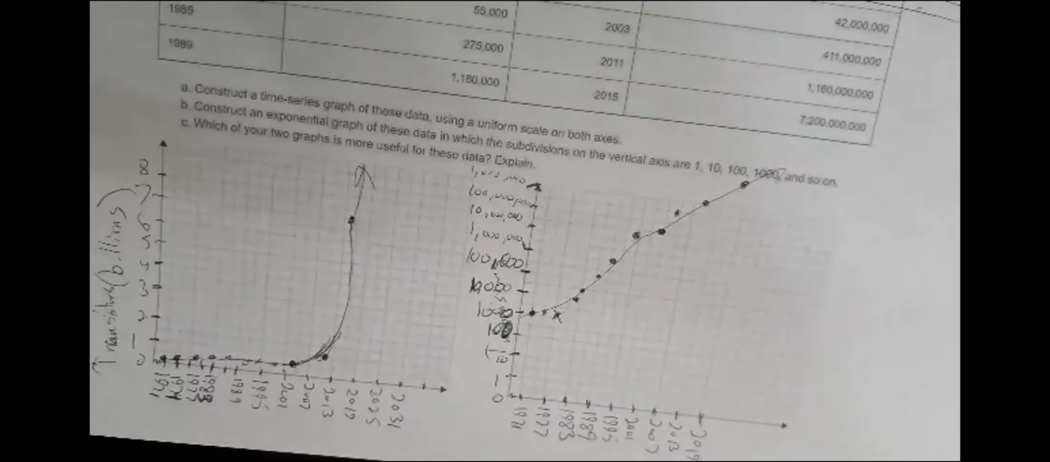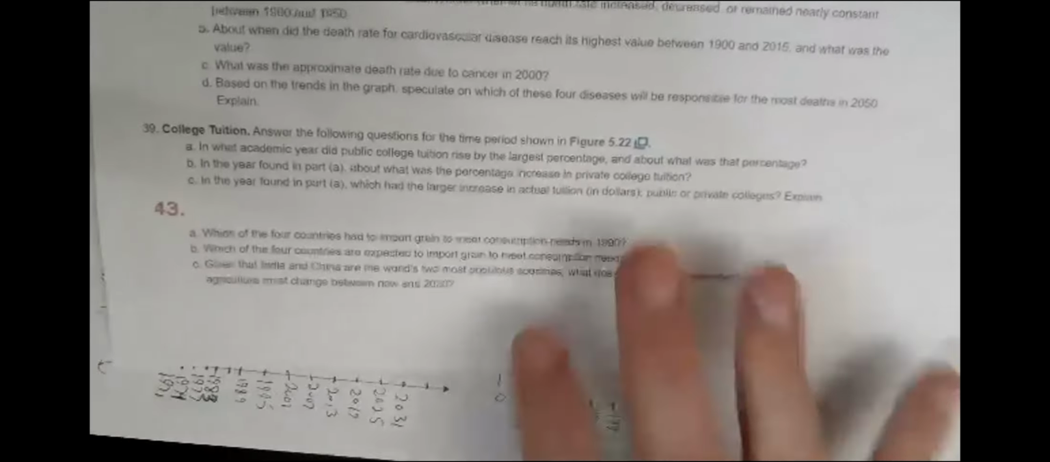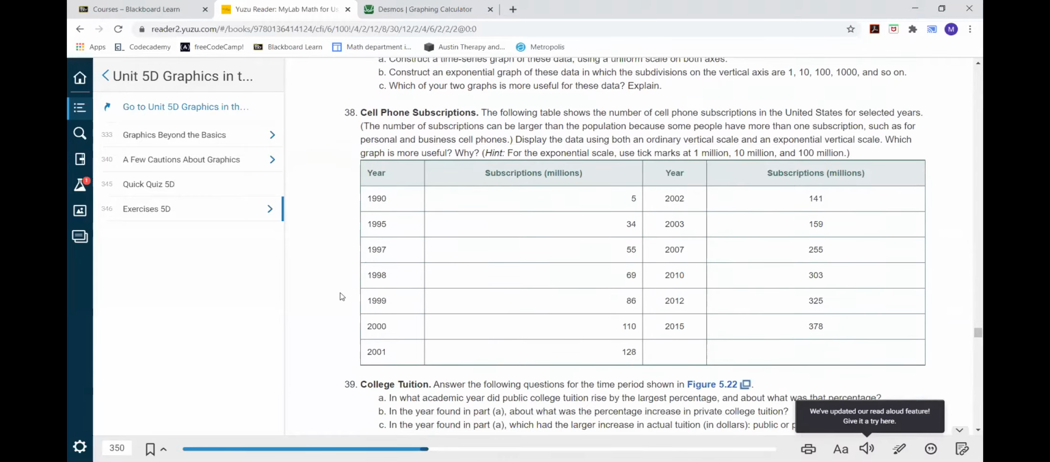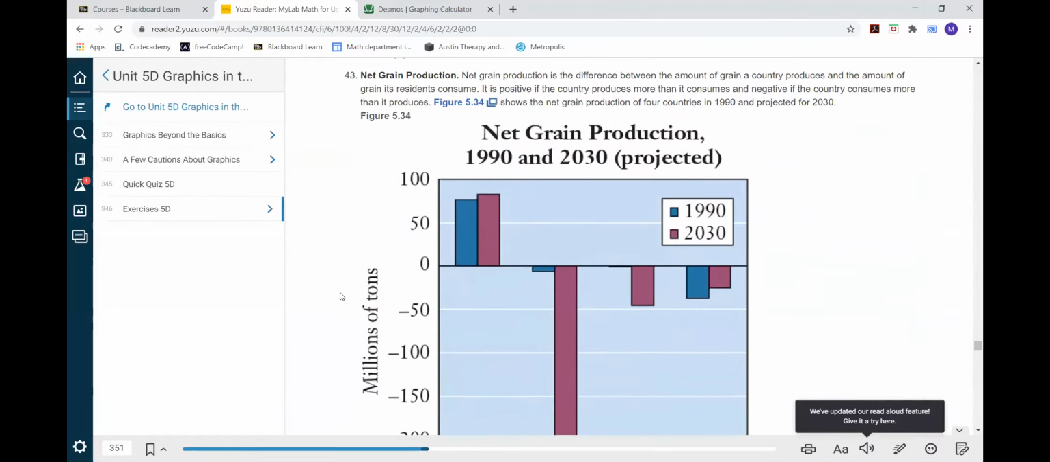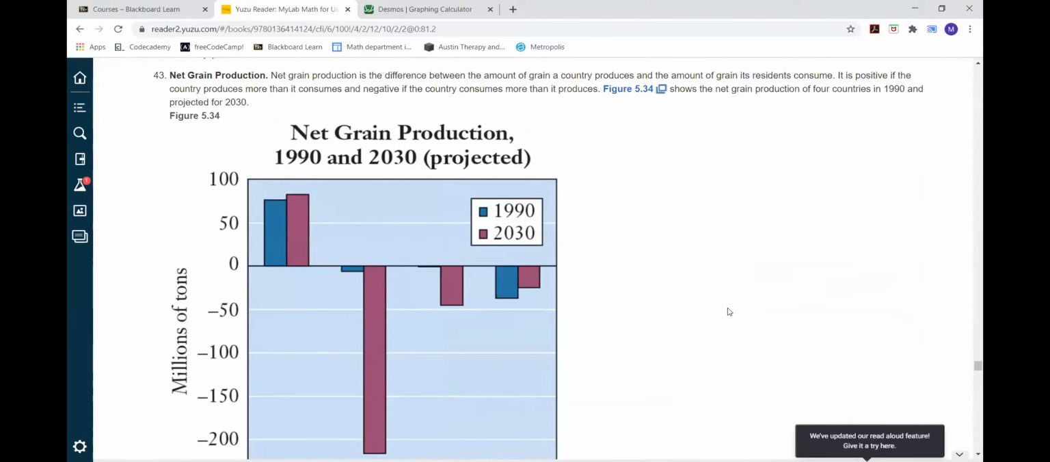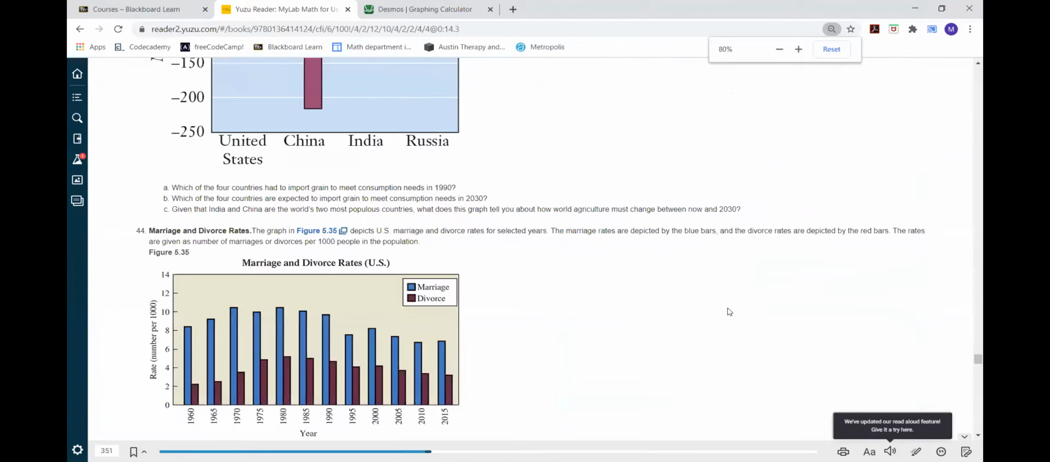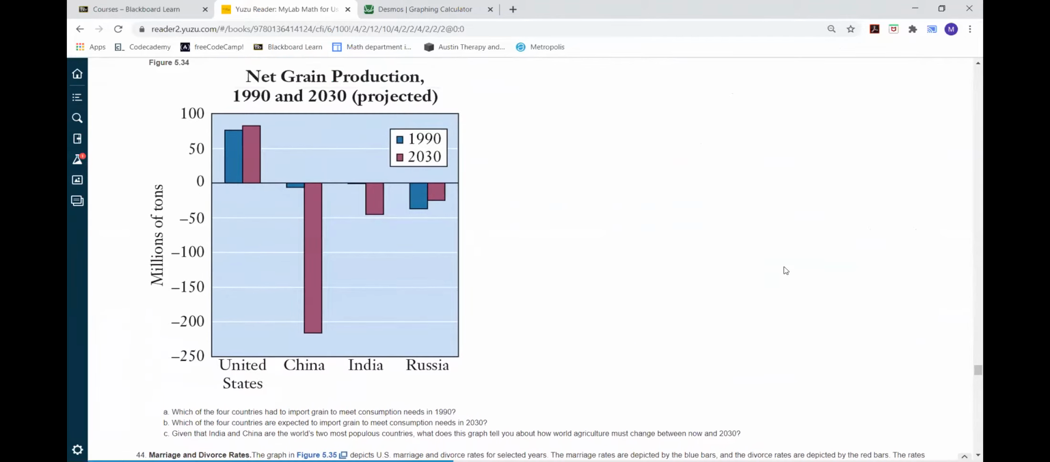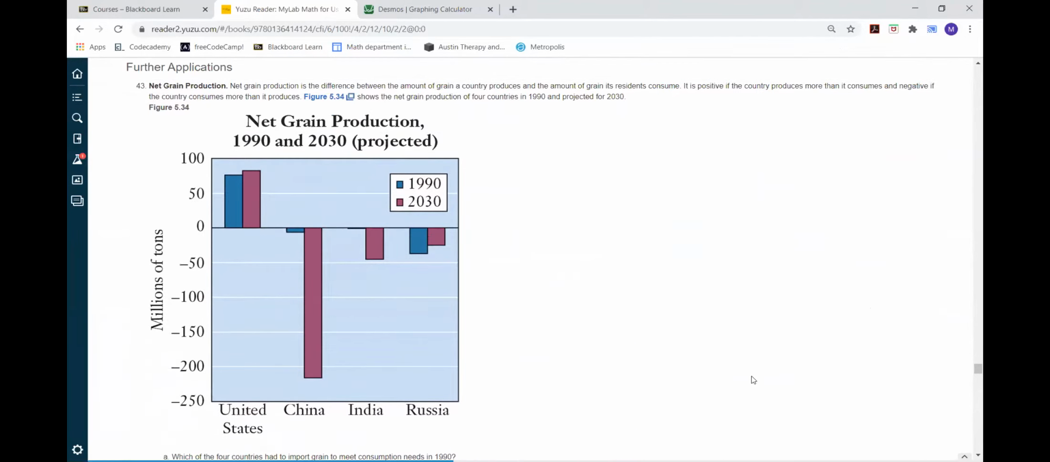Okay, so I'm going to go back to 43. I'm going to have to do a share screen and figure out that graphic because it's a big graphic, but we can do it. What does 43 say? It's this graphic. I might have to zoom out or something on this one. It's just a big graphic. Net, I almost said net gain. It's net grain, apparently. Don't lose your R.